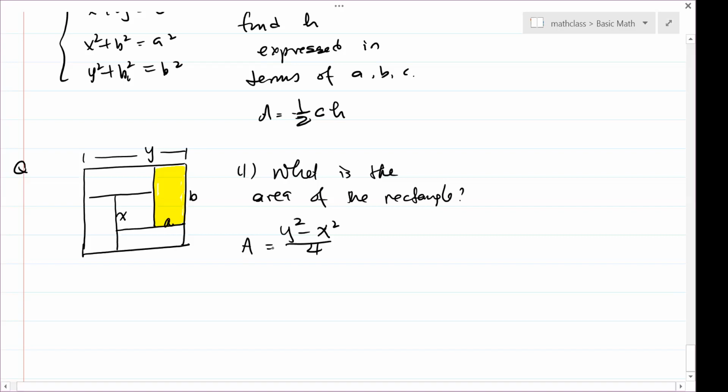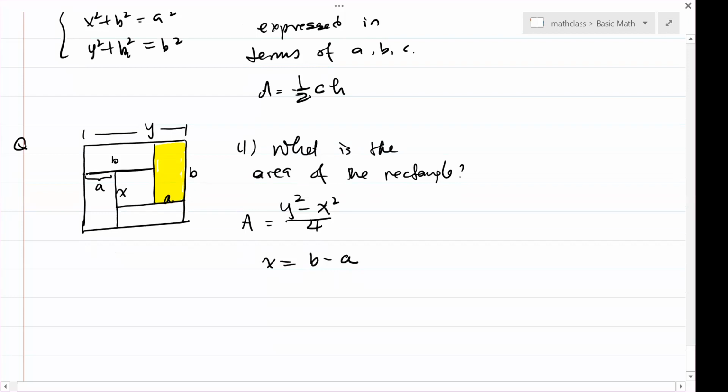But you don't know the... so this side, yeah. Then you see that, right? Let's see. So this is going to be B, right? And that is going to be A, right? All right. So what is the X? X is going to be B minus A. Okay. X is B minus A.